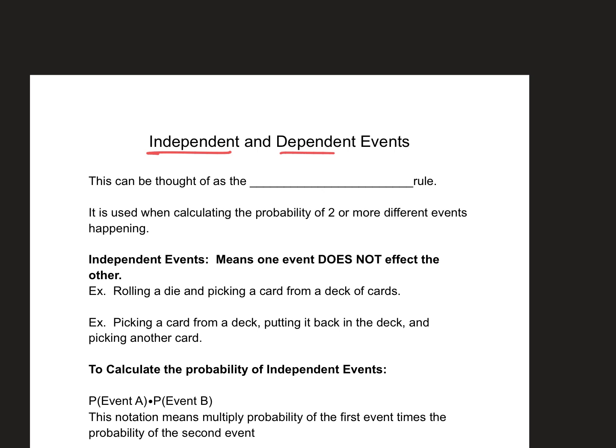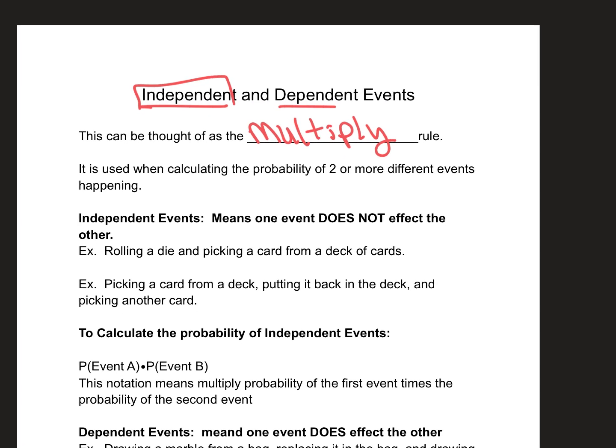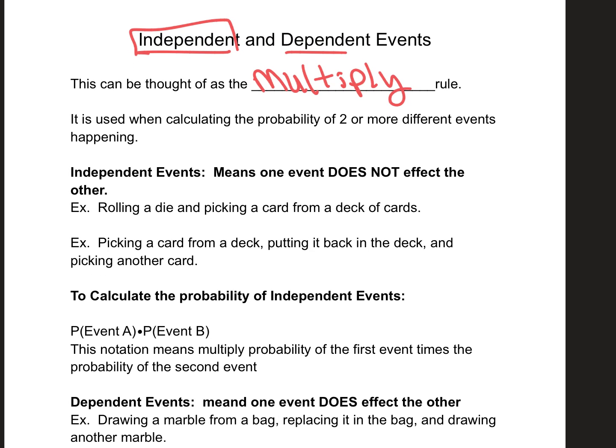Sometimes it's not. So what we're going to remember is that when we are doing independent and dependent events, we are going to multiply the probabilities of these events. Tomorrow we will be talking about disjoint and overlapping, which is going to be some adding and subtracting. But with these, just like the fundamental counting principle, you multiply your stuff together. These events, you're going to multiply them together as well. So it's used when calculating the probability of two or more different events happening.